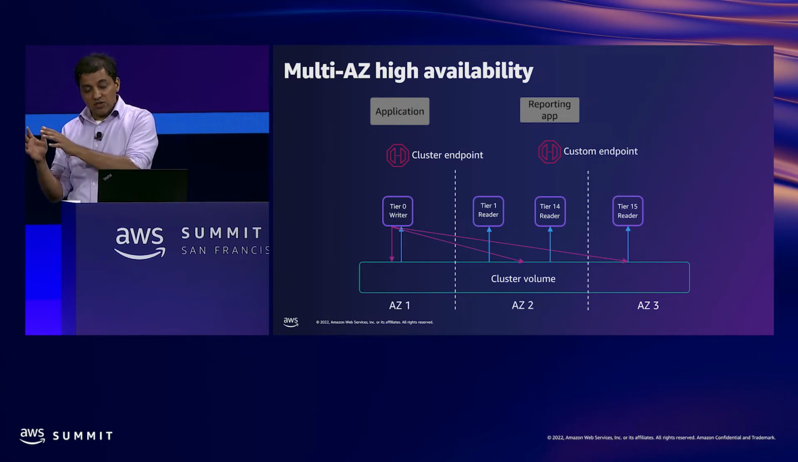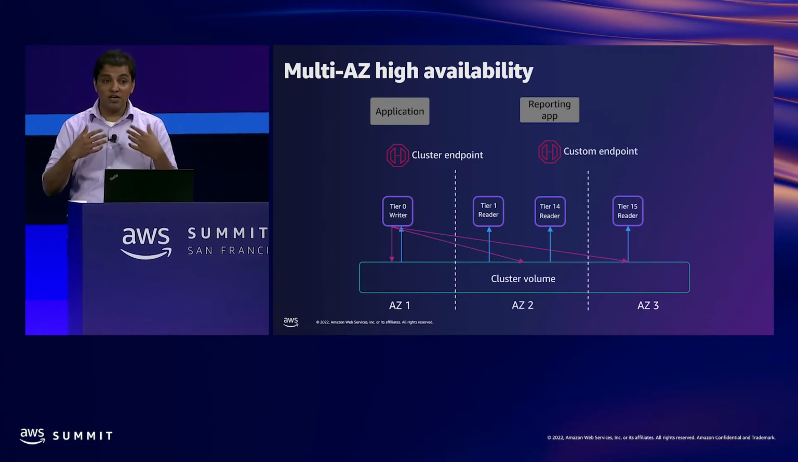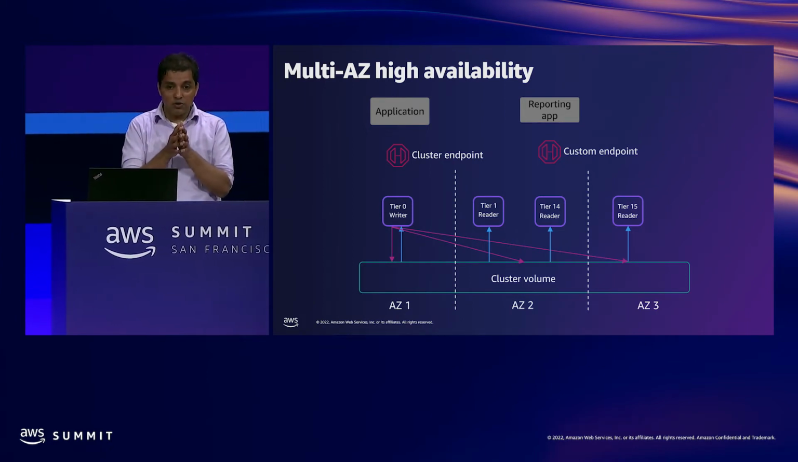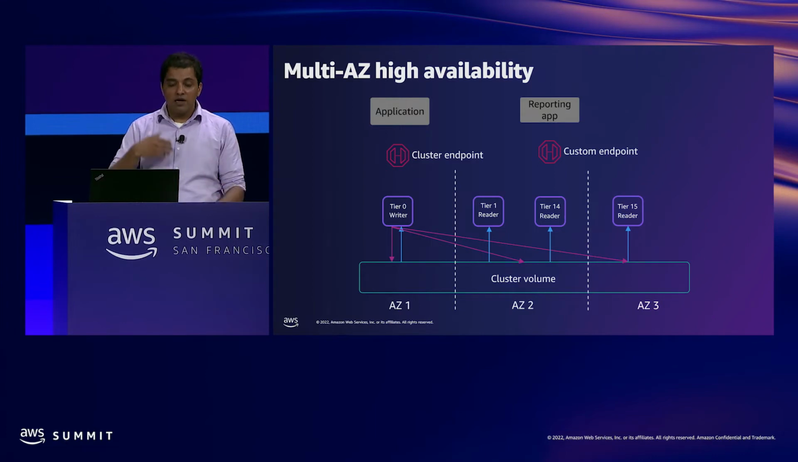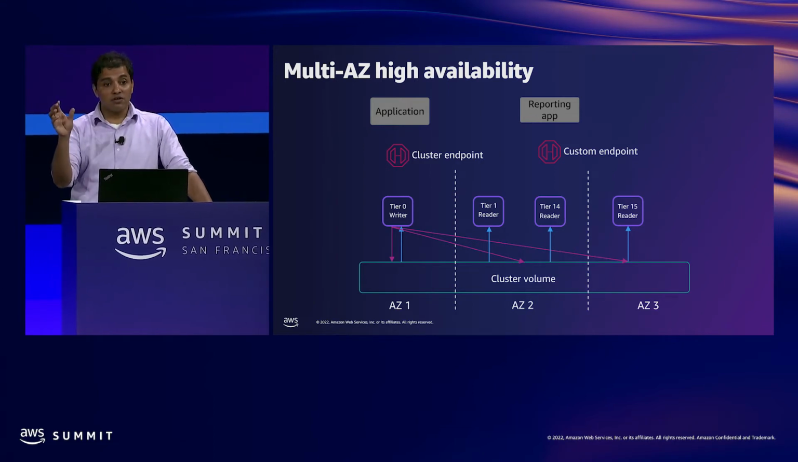And on the right side, you see a custom endpoint. So a custom endpoint, as the name suggests, is an additional endpoint you can create, up to 5 custom endpoints, and you can group certain reader nodes to become part of a custom endpoint. And why do you care? It is handy when you want to run some reporting app, which you want to target to certain instances.